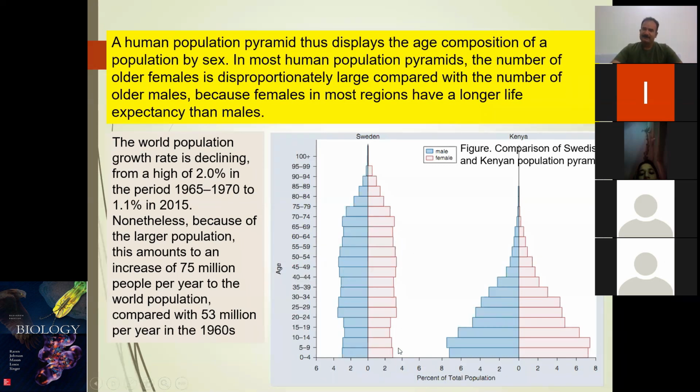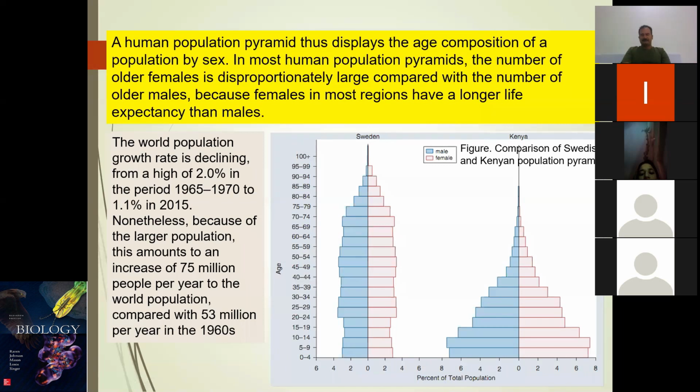You can observe the life expectancy in this pyramid, and in Sweden the average life you can observe from this pyramid is high, whereas in Kenya the average lifespan of human individuals is very limited. So you can say 80 years, 60 years. These are the approximate figures. You can confirm such figures from different online resources.